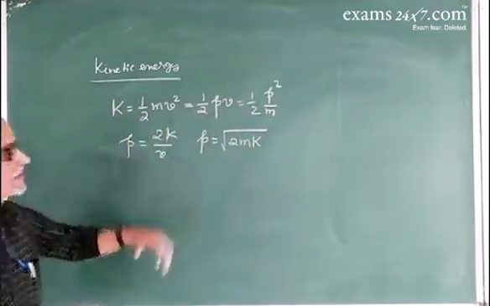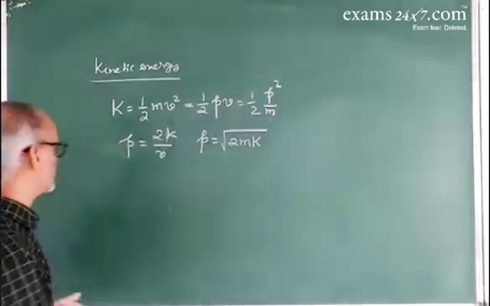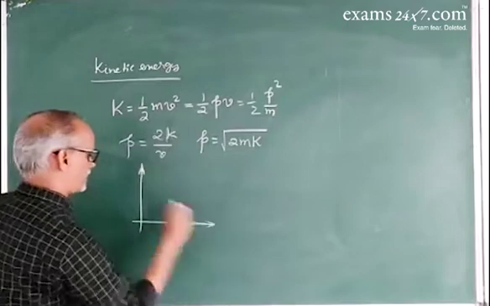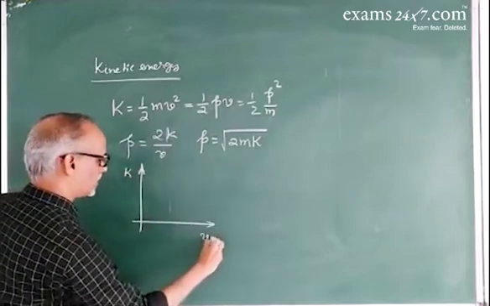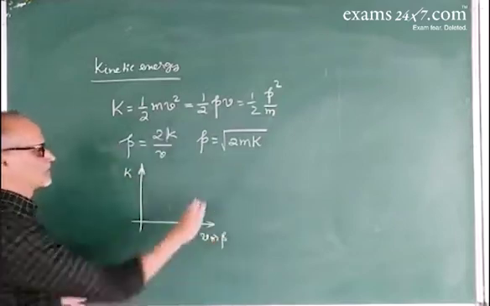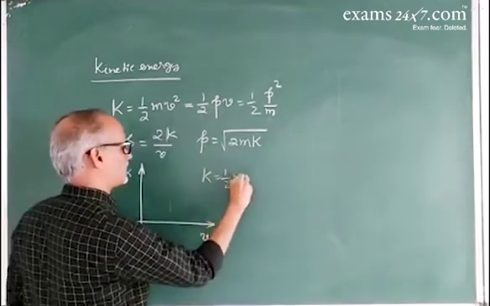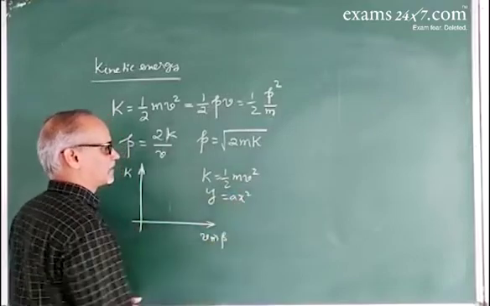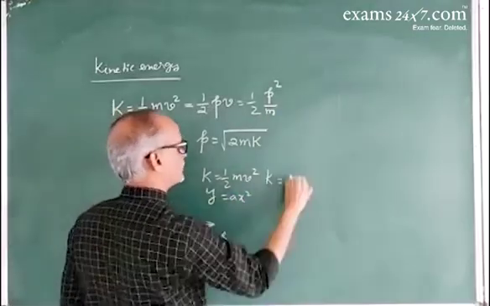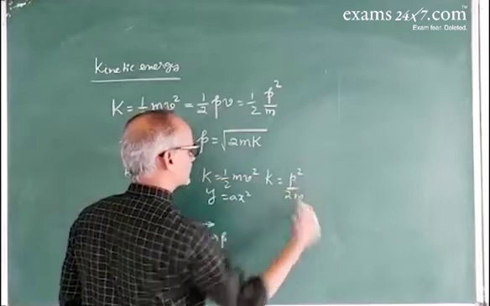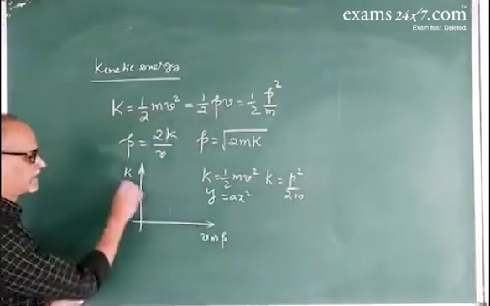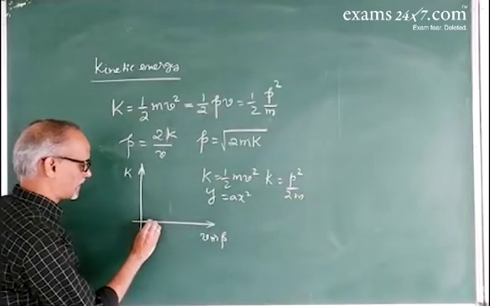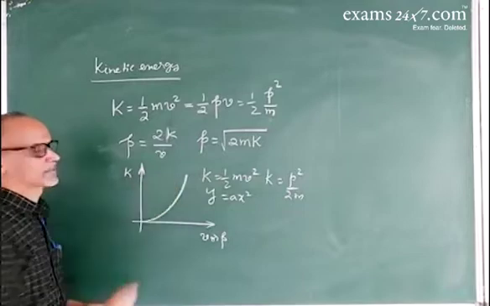And based on this, various graphs are possible. K versus V, or it can be even P. So K is equal to half mv square is of the format y is equal to ax square. Even K is equal to P square by 2m is also of the same format. So that's why K versus V or K versus P is a parabola symmetric about the y-axis.